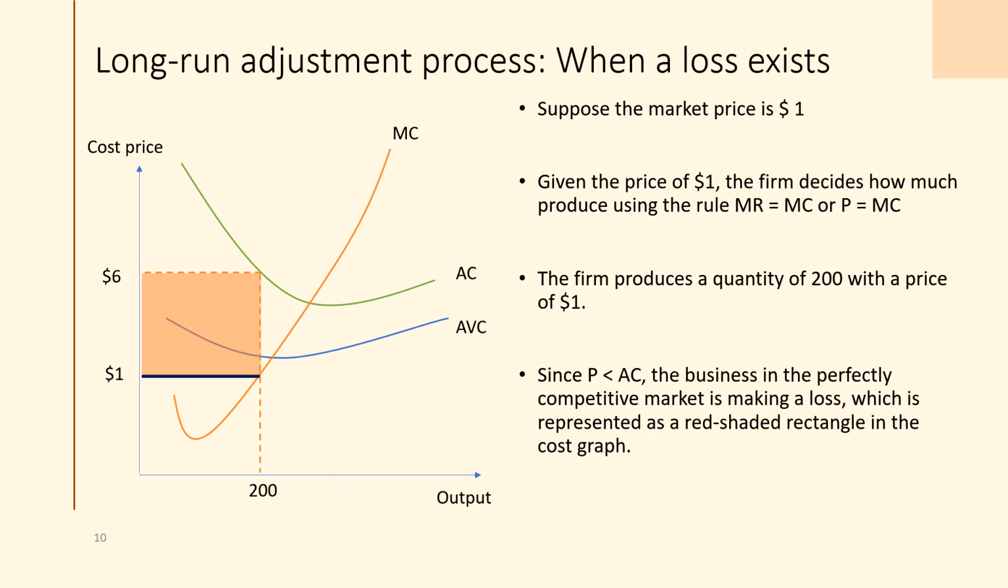Now let's look at the opposite situation. Suppose the market price is $1. The firm again follows the rule P equals MC and produces 200 units. However, now the price of $1 is less than the average cost of $6. So the firm is making a $5 loss per unit of output. This loss is shown as the red shaded rectangle between average cost and price.